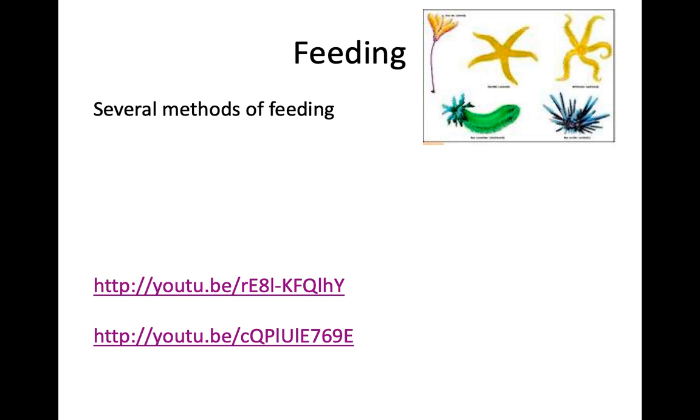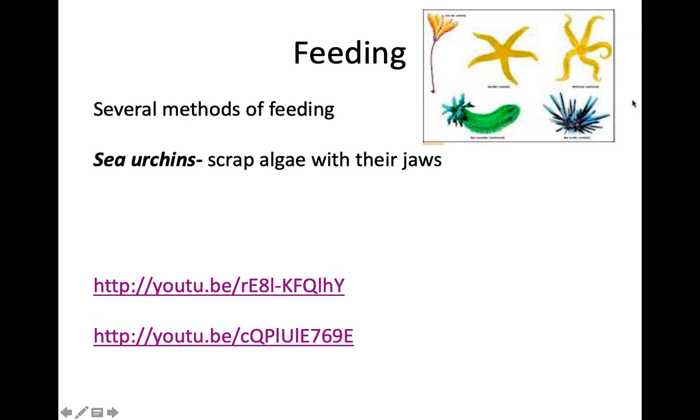In terms of feeding, the type of feeding that echinoderms do depends pretty much on what echinoderm we're looking at. They all have different feeding strategies because they all consume different types of food. So sea urchins, like this spiny one right here, are primarily herbivores. They scrape algae with their jaws.